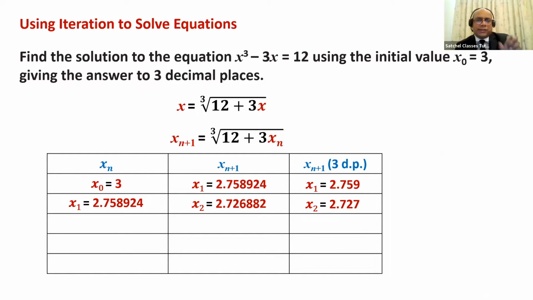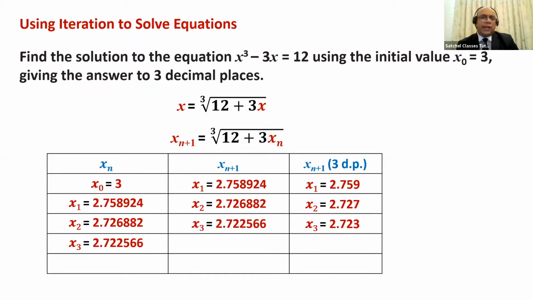So what we'll do is substitute x2 in place of xn, which is inside the cube root, and then find x3, which is outside. So x2 is 2.726882 from the previous step, as you can see, right? If I substitute that in place of xn, then xn plus 1, which in this case will be x3, will end up being 2.722566. So x3 when rounded to 3 decimal places will give you 2.723.